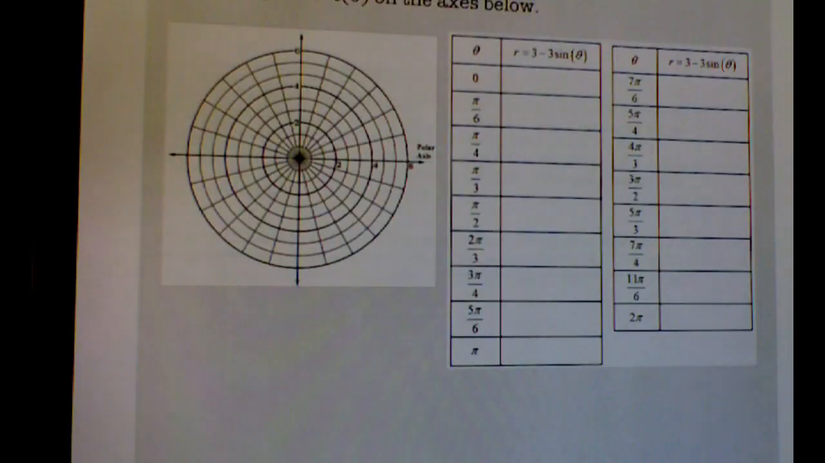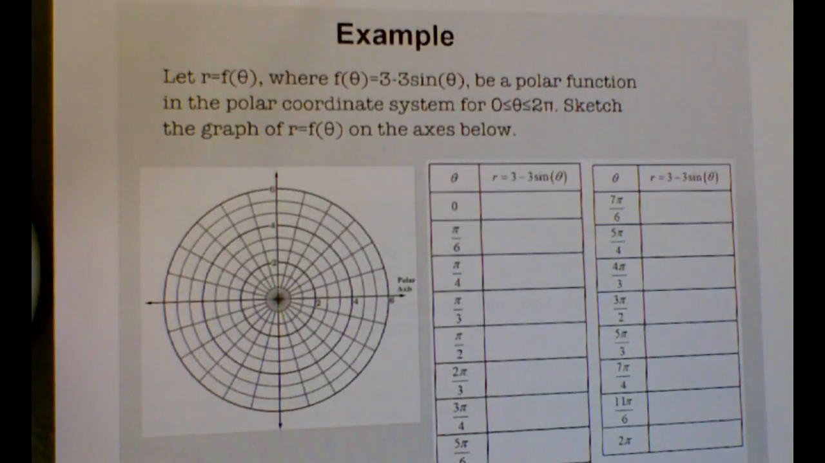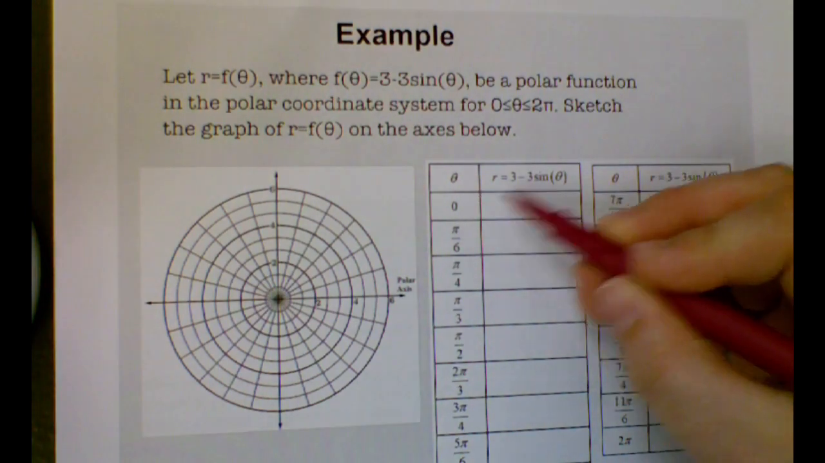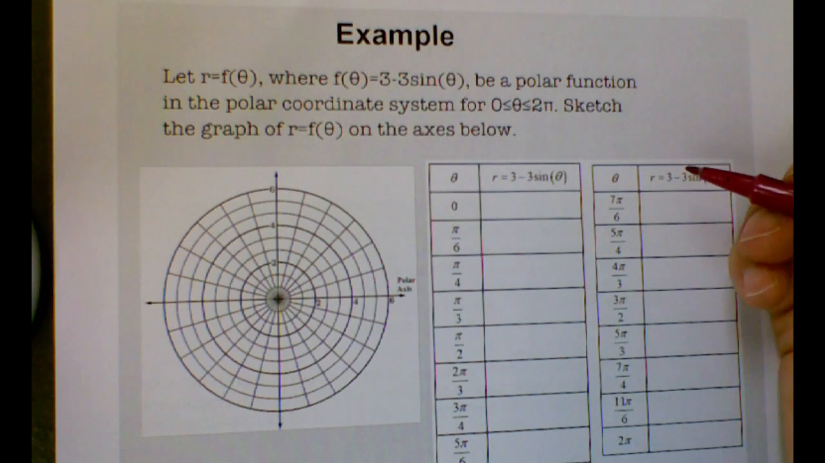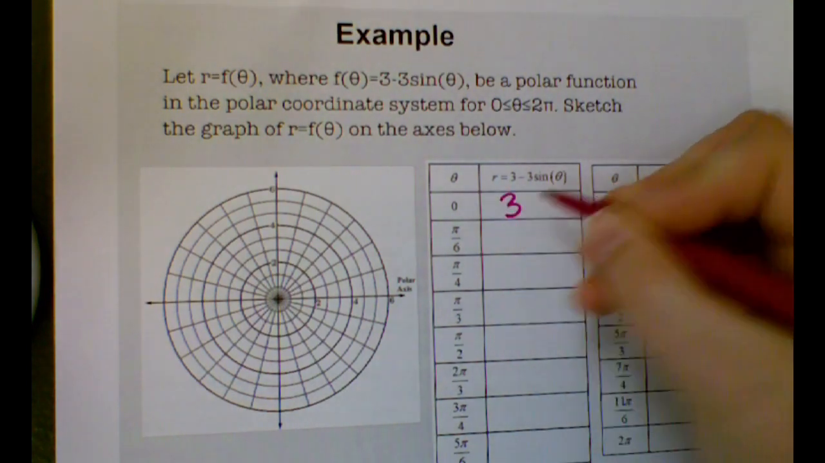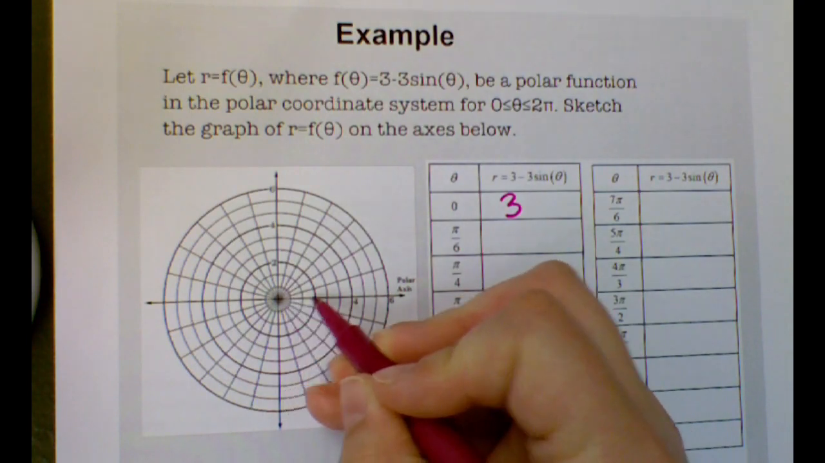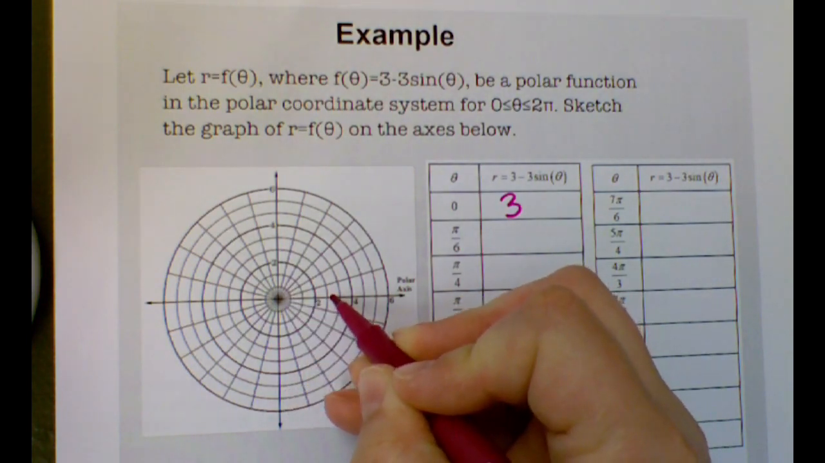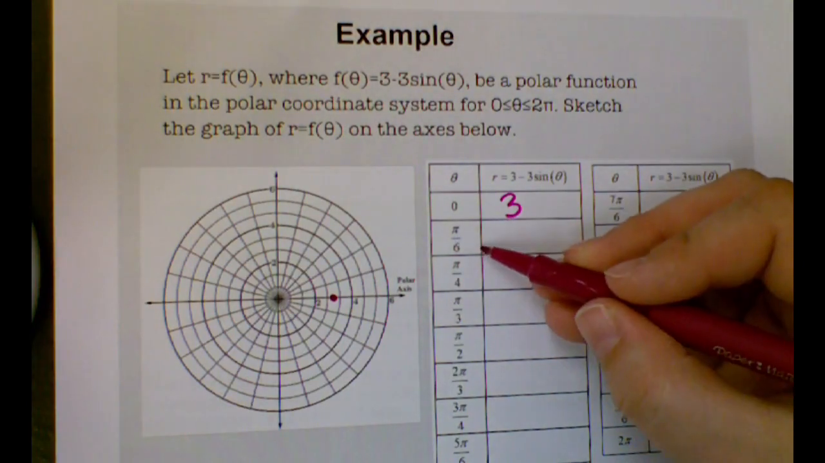So let's graph a function. We're going to graph the function 3 minus 3 sine of theta for 0 to 2 pi. So we're going to go a little further. So we just start plugging in values. So if theta is 0, I have 3 minus 3 times the sine of 0. Well, the sine of 0 is 0, so I get 3. So when I have a 0-degree angle, my radius is 3. And on this graph, it's a little weird. We got to be right in between the 2 and the 4. Sorry. All right, how about pi over 6?